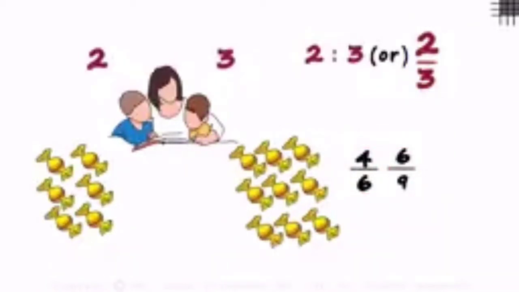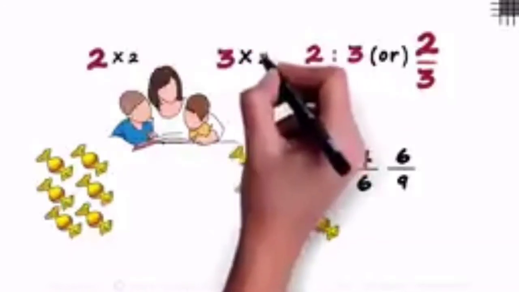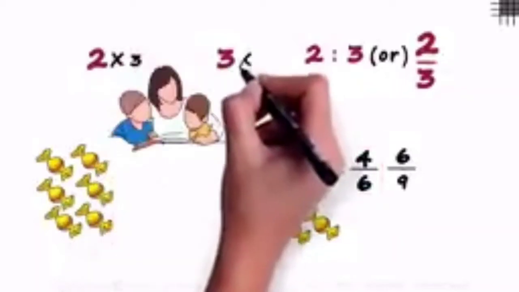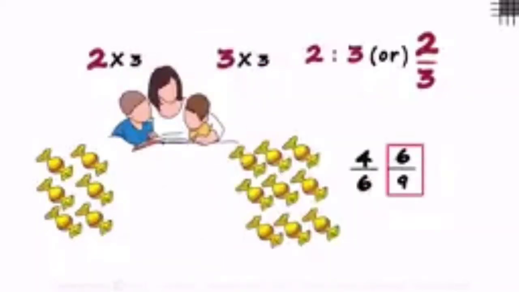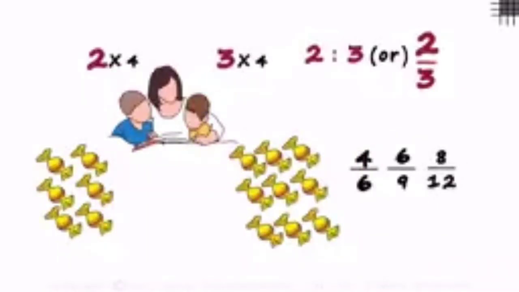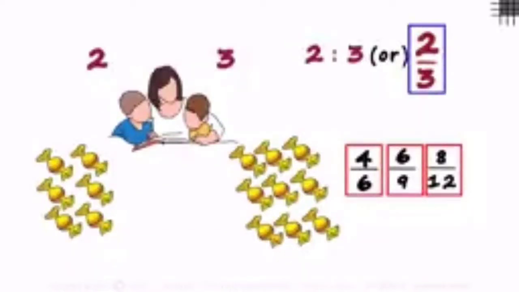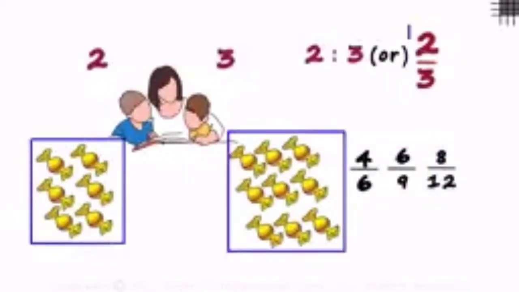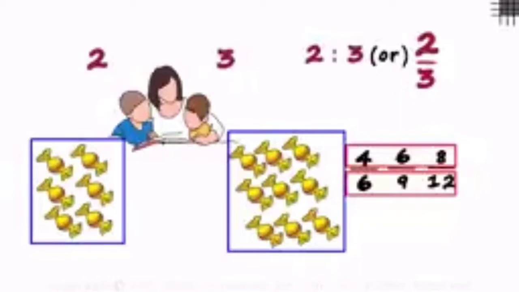What does this mean? If we multiply 2 with 2 and 3 also with 2, we get 4/6. If we multiply 2 with 3 and 3 with 3, we will get 6/9. And similarly, if you multiply 2 with 4 and 3 with 4, we will get 8/12, which is again equivalent to 2/3. So all the 3 ratios are equal to 2/3. What does all this mean? It means that if the ratio of 2 quantities is 2/3, then the quantities will be multiples of 2 and multiples of 3 respectively, and not necessarily just 2 and 3.